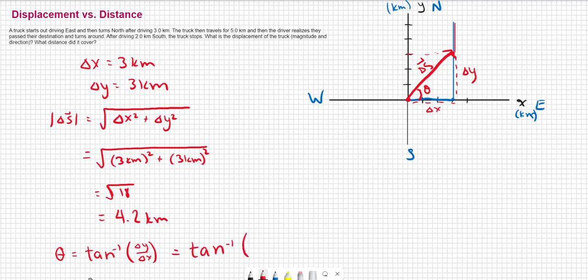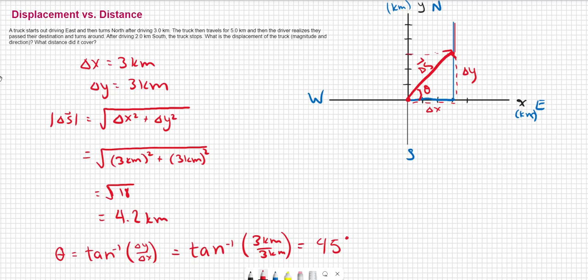inverse tangent, 3 kilometers over 3 kilometers. This is just going to give us 45 degrees. And we pretty much already knew that if we remember trigonometry. If we have a triangle with 2 legs that are the same length, then the angle is going to be 45 degrees. But even if you don't know that, you can find it using theta equals inverse tangent of delta y over delta x. So now we have the magnitude and the direction for the displacement of this truck, right?